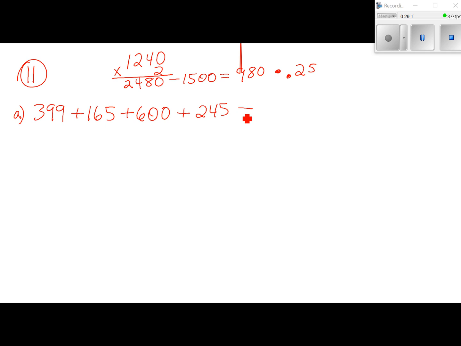We add all those up, we end up with $1,409. That's your first answer, that's the total rental cost. Part B, they want to know the cost per mile. So all we're going to do is take that 1,409 and divide it by how many miles we're going to drive the car, which is this 2,480.